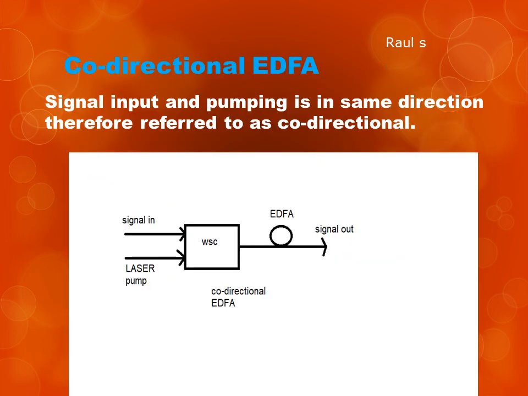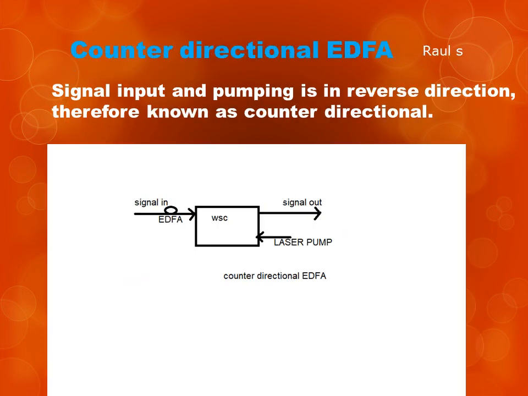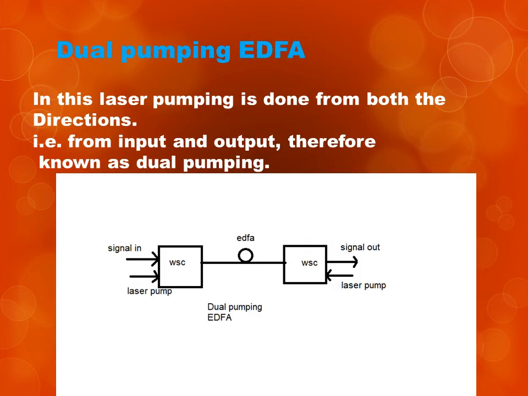Codirectional EDFA. Signal input and pumping are in the same direction, therefore referred to as codirectional. Counterdirectional EDFA. Signal input and pumping are in reverse direction, therefore known as counterdirectional. Dual pumping EDFA. In this, laser pumping is done from both directions, that is from input and output, therefore known as dual pumping.